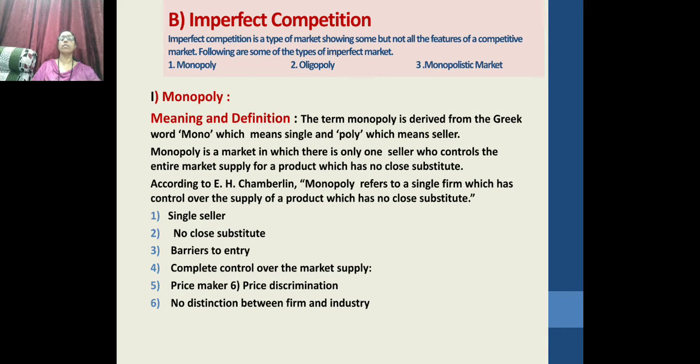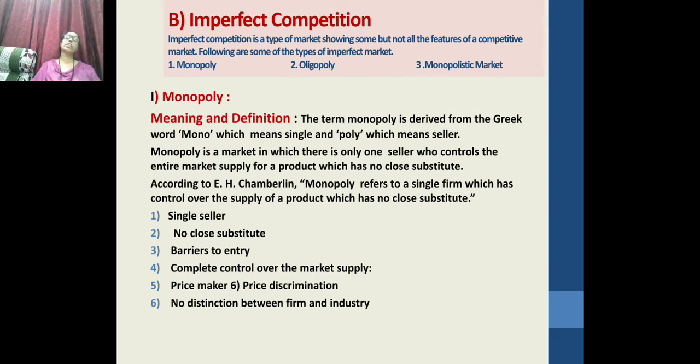Second feature, it is no close substitute. There are no close substitutes for the product of the monopolist. Therefore, the buyers have no choice. They have to either buy the product from the monopolist or go without it. The cross elasticity of demand of the product is either zero or negative.